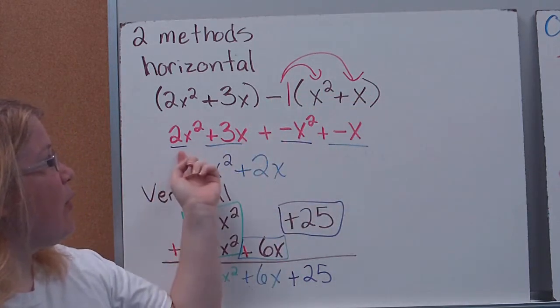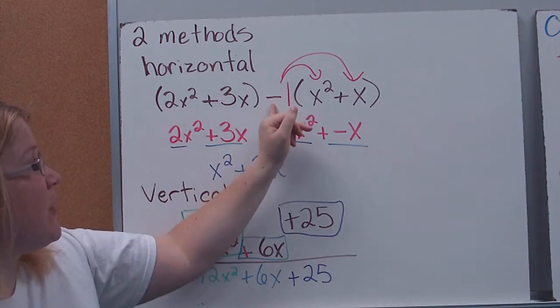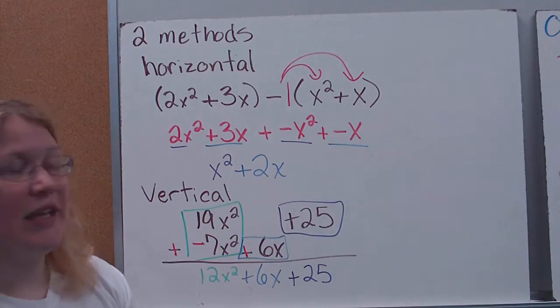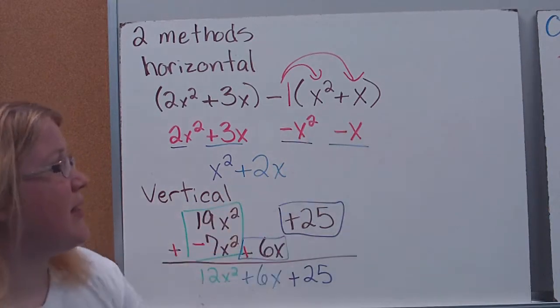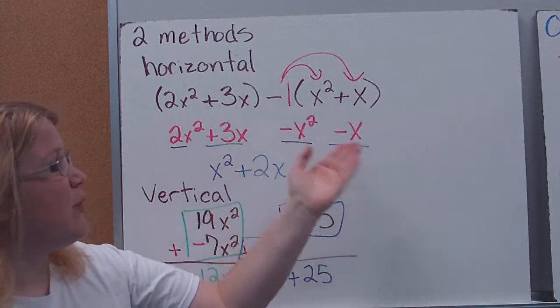So you see how I rewrote it here? The first one stayed exactly the same, don't do anything there. This became a plus, and then I changed the signs in here. And again, you don't really need these extra pluses here. Plus and negative is the same as minus. I wrote those in there in case you were confused, but it's the same thing.